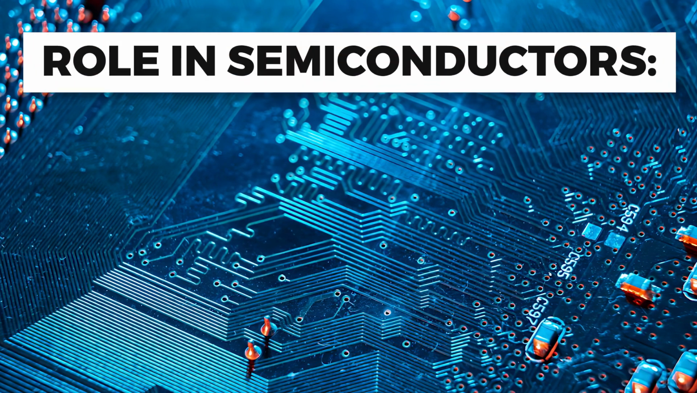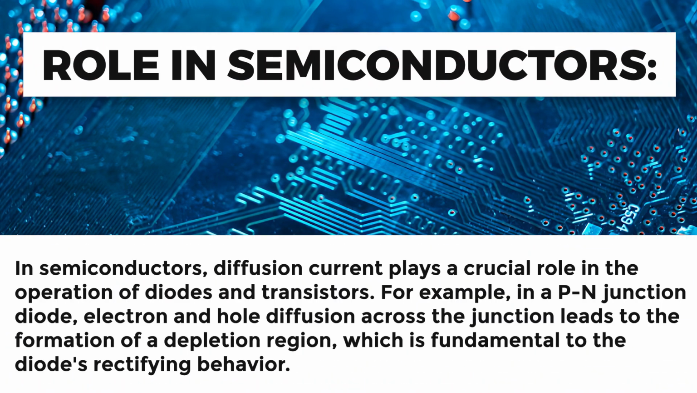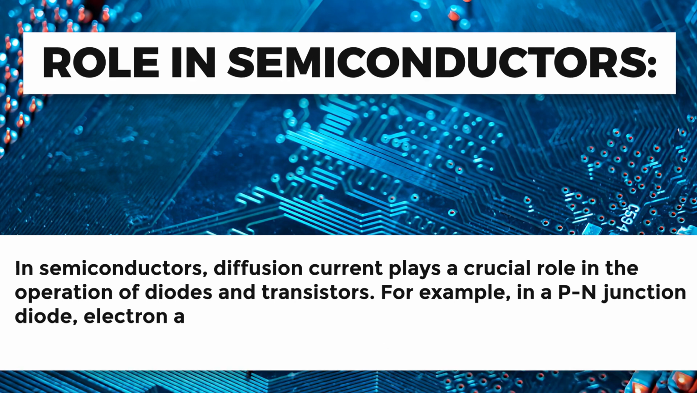What is the role in a semiconductor? In a semiconductor, diffusion current plays a crucial role in the operation of diodes and transistors. For example, in a p-n junction diode, electron and hole diffusion across the junction leads to the formation of a depletion region, which is fundamental to the diode's rectifying behavior.